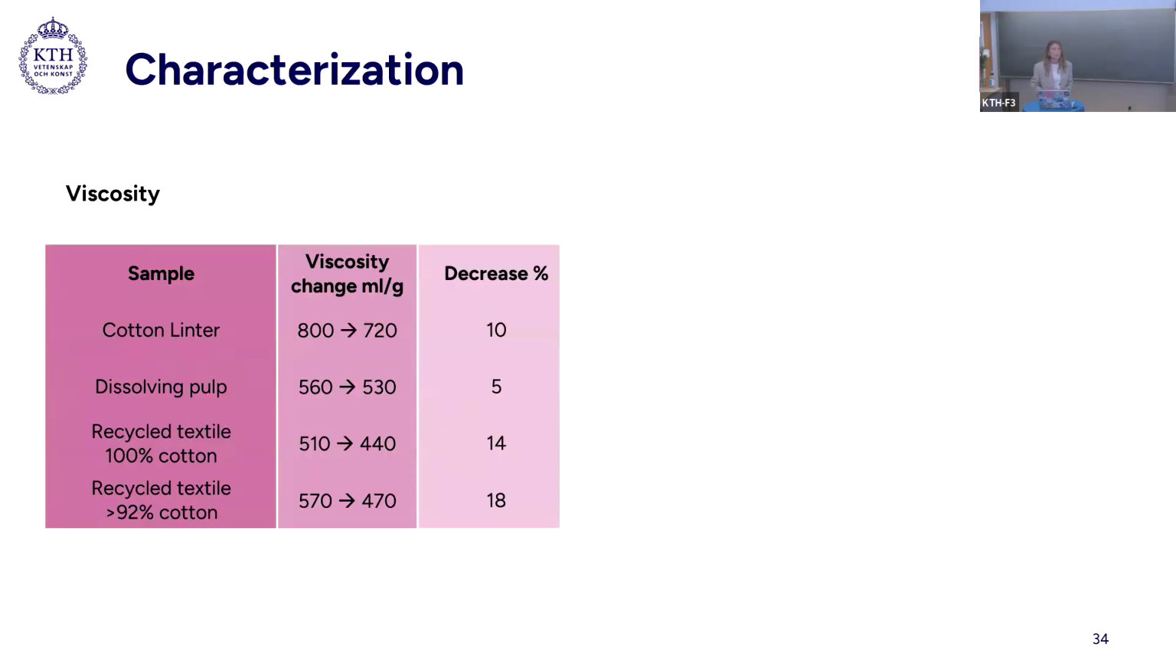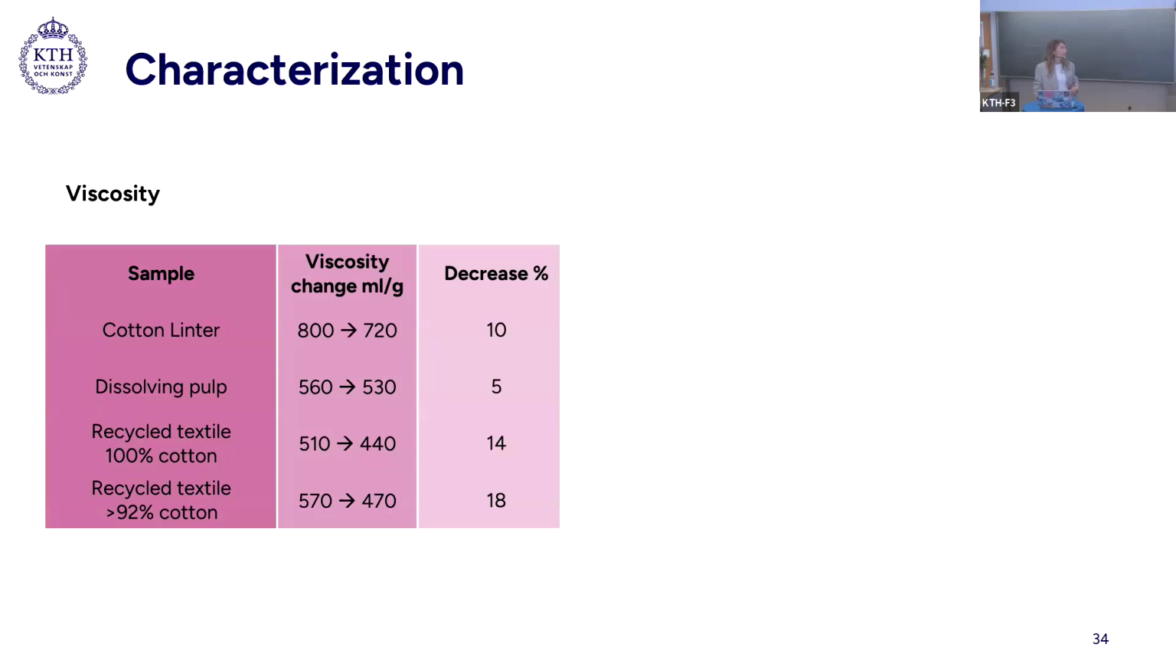So looking at these materials, we also had 2 virgin materials in this study. So we had cotton linters and dissolving pulp. As I mentioned, these are the typical sources we use for derivatives. And then the recycled textile, one was based on 100% cotton, whereas the other one had a bit of synthetic fibers in it as well, but it was less than 8%. And we could see that the dissolving pulp and the recycled textile have approximately the same viscosity. So maybe they're more comparable to each other, but we also wanted the cotton linter in this to have a cotton source, a virgin cotton source.